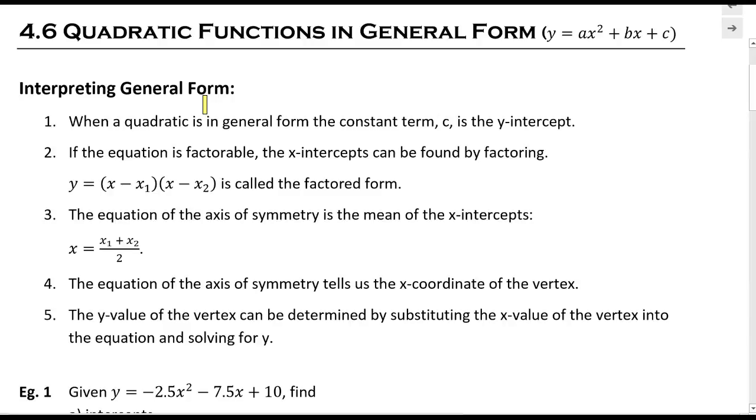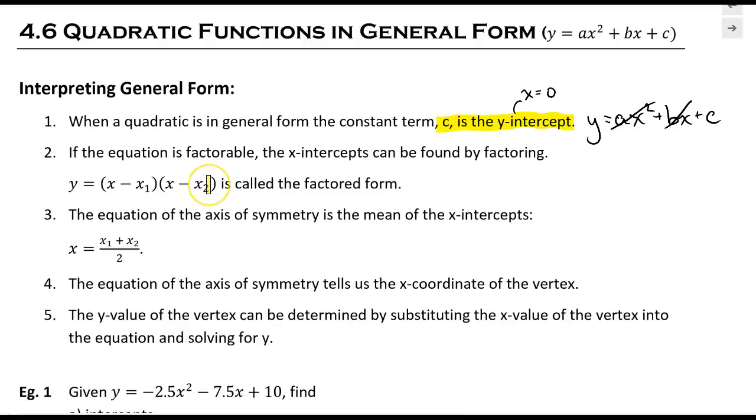So interpreting general form, when a quadratic is in general form, the constant term c is the y-intercept. This is the same idea as b when we talk about linear equations in the form y equals mx plus b. You'll notice that this works because when we look at y equals ax squared plus bx plus c, and we apply our definition of the y-intercept, which means that the value of your x coordinate is 0, then we plug 0 in for x. This whole term becomes 0 when we multiply by 0. This whole term becomes 0. So we're left with just our constant. And so that's how that piece comes together.